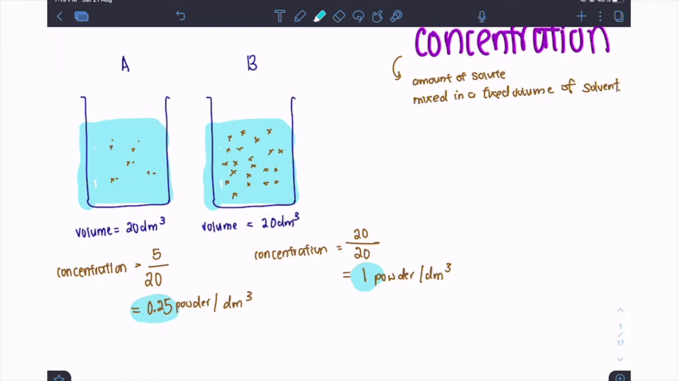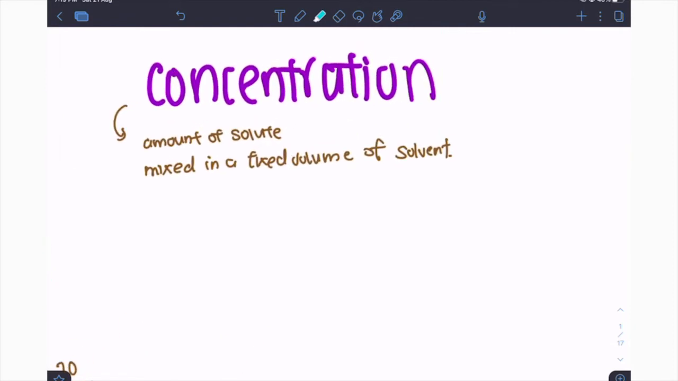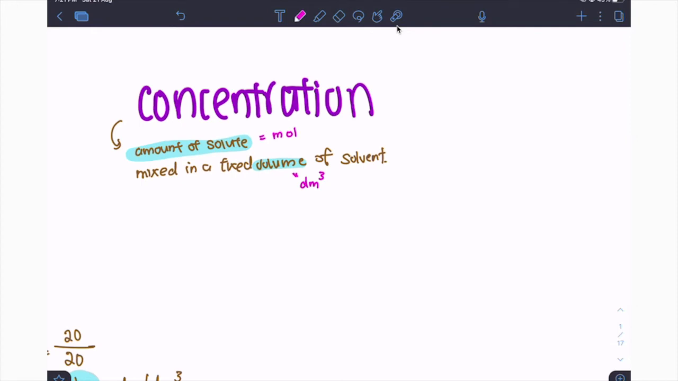So concentration is not too hard. It's just that we're going to learn new units about it. So in chemistry, when we talk about the amount of solutes, we cannot really count the number of oxygen atoms or the number of sodium atoms. So for amount of solute, we are going to use the units of mole. And then for volume, we are just going to use the units of dm cube. So the formula of concentration is simply mole divided by volume, so mole per dm cube.